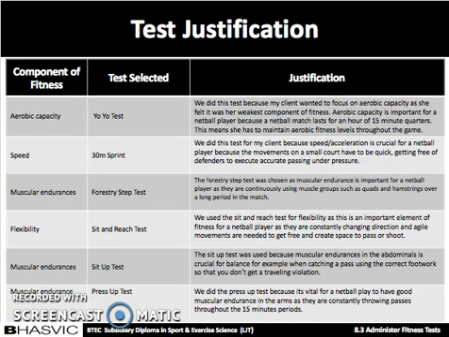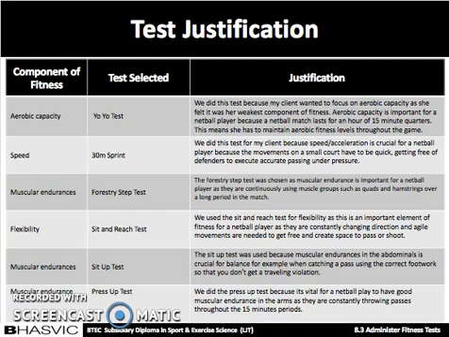Test justification. Component of fitness, aerobic capacity. Test selected, yo-yo test. We did this test because my client wanted to focus on aerobic capacity, as she felt it was her weakest component of fitness.